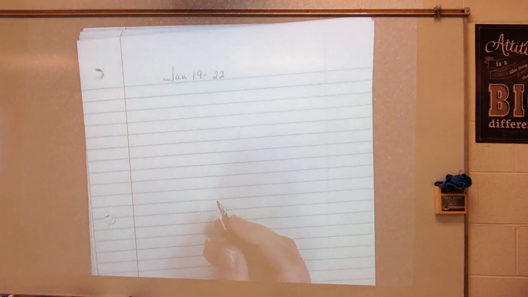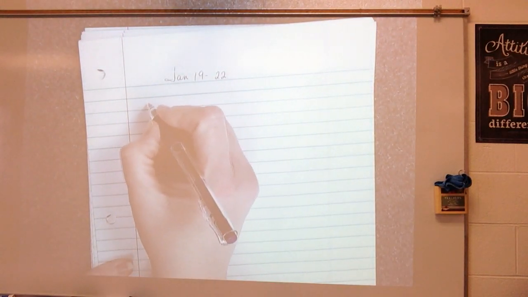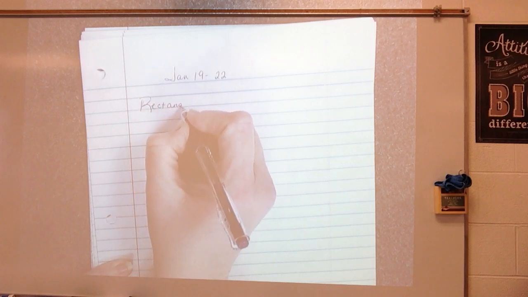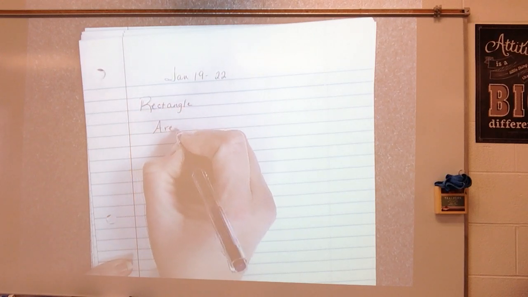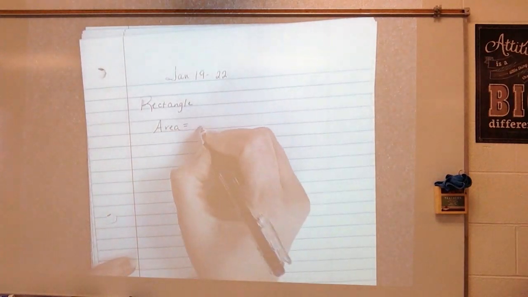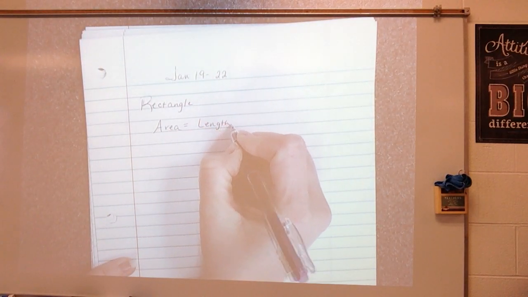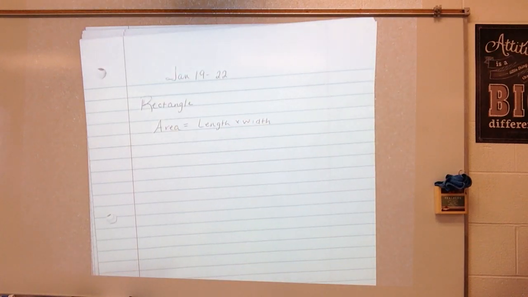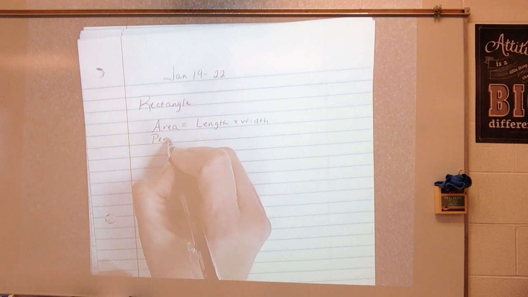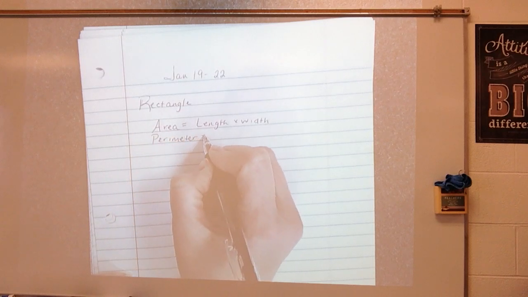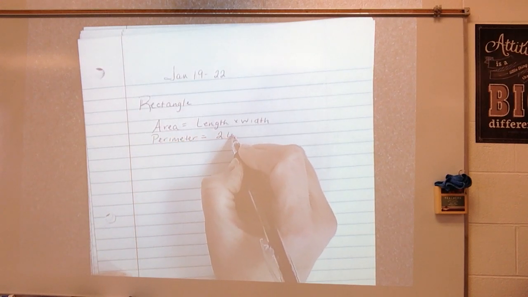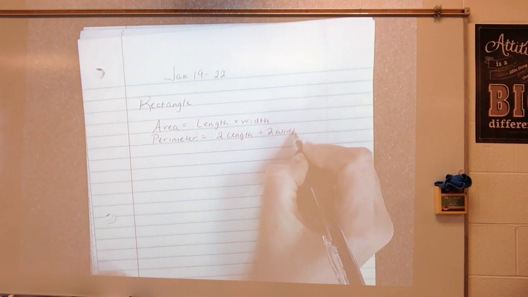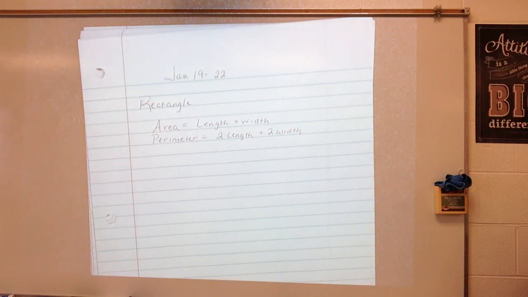area and perimeter. Alright, so if I'm looking at a rectangle, then area is found by multiplying the length times the width. To find the perimeter, I would take 2 times the length plus 2 times the width. Or I can add all the sides together.